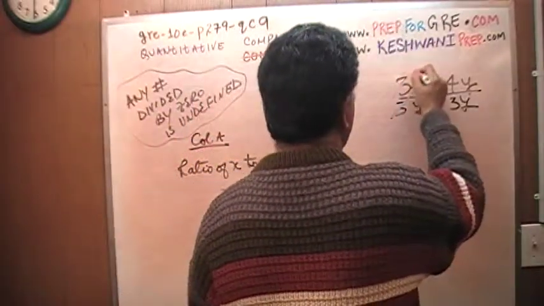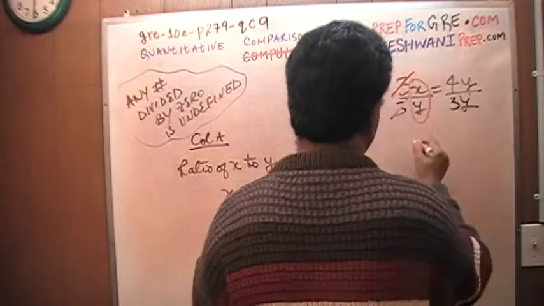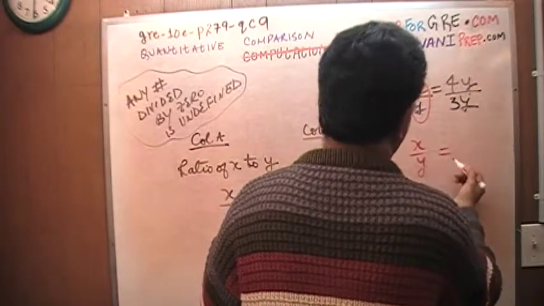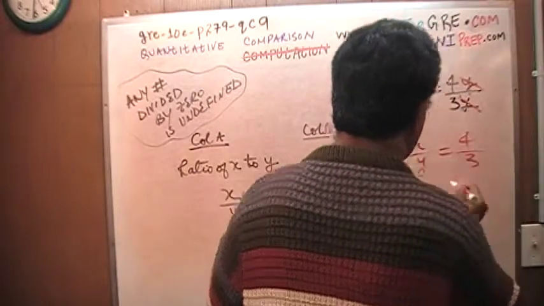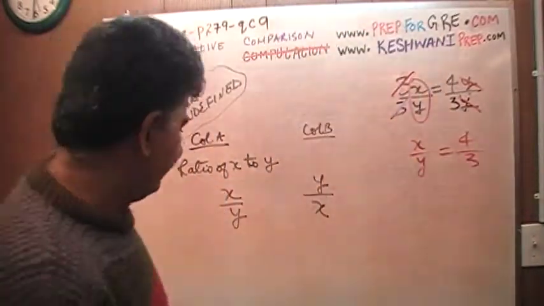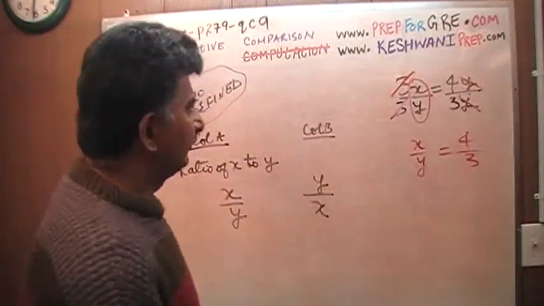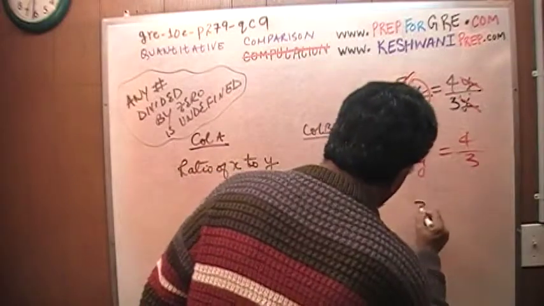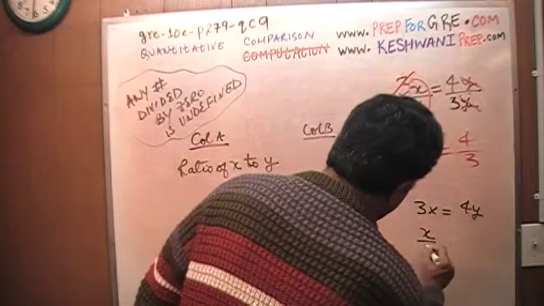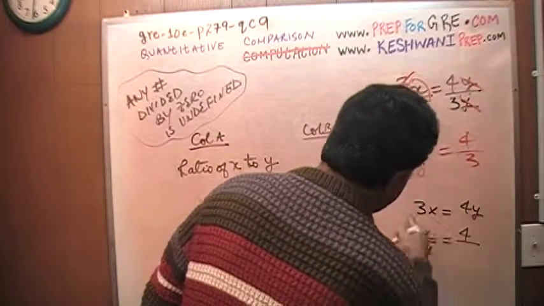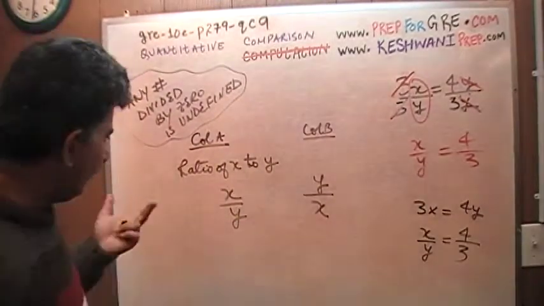this 3 drops out, voila. And here we end up with x over y, and here the y is going to drop out, 4 over 3. Well, the rest is very simple. I'm making a big fuss about nothing. It was very simple. It's just 3x equals 4y. Bring the y on this side, x over y, 4 over, and bring the 3 on the other side. That's what I did.